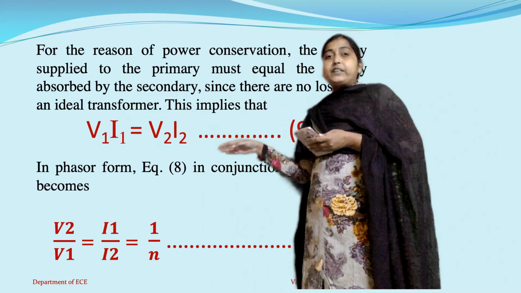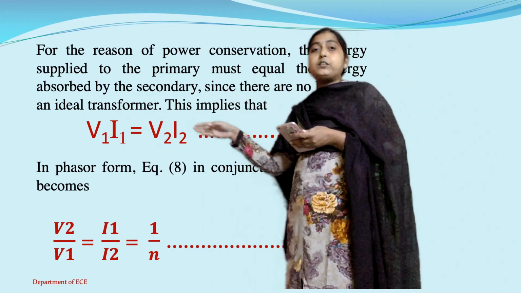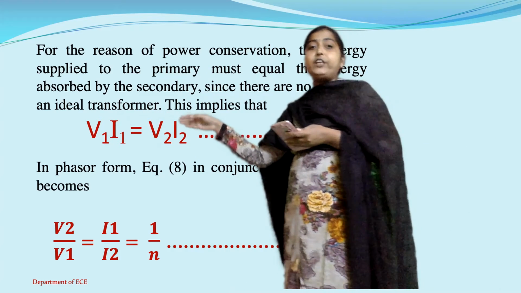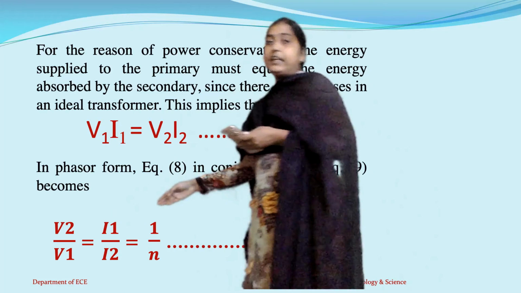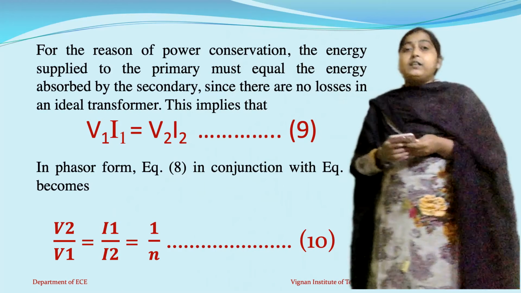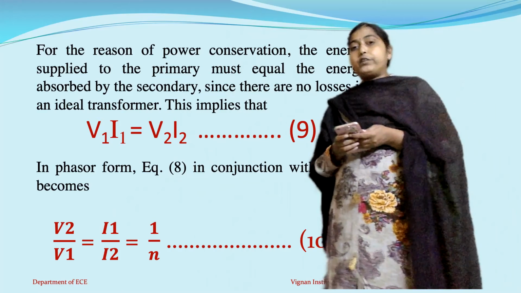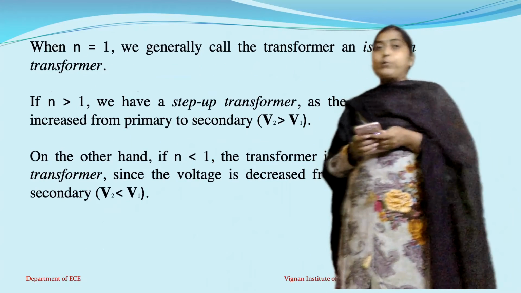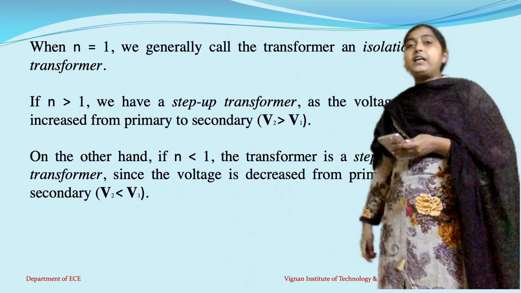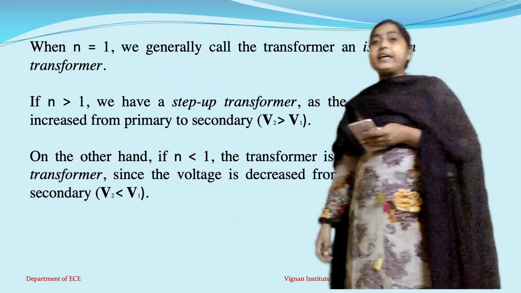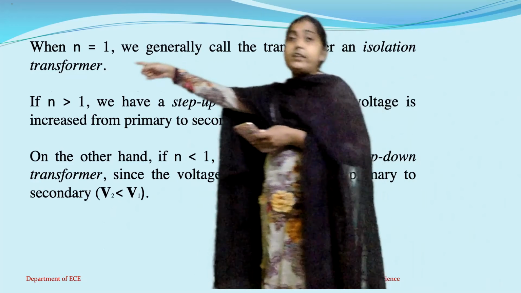Now in terms of phasor representation, cross multiplying here, V2 divided by V1 can be written as I1 divided by I2, which is equal to 1 by N. That is another definition which gives the relation between the current and the voltages with respect to turns ratio. So now, based on the condition of N, we can say what type of transformer it is. So there exist three conditions for turns ratio N. The first condition is when N is equal to 1.